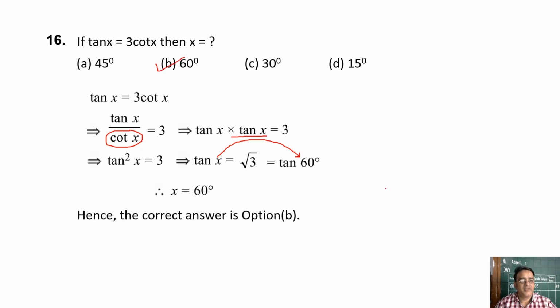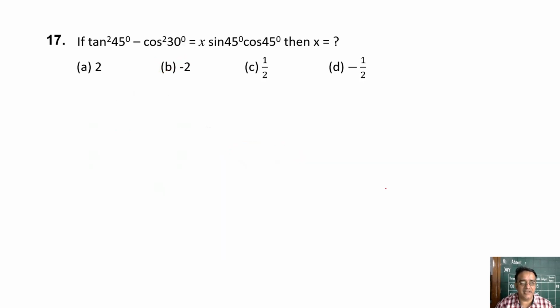Option B, right. So now let us move toward question number 17.